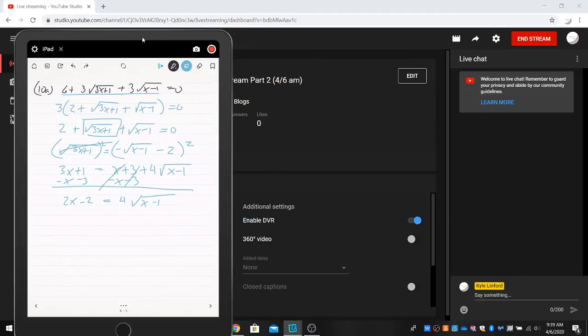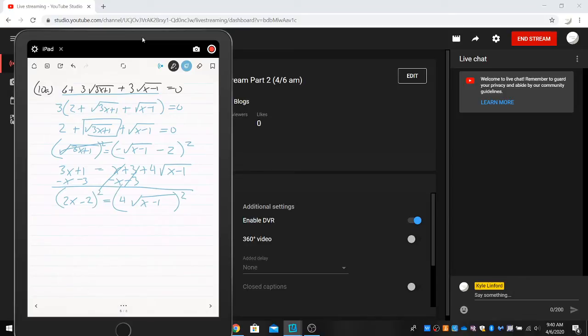Some people might say you could divide both sides by 2 and get an x minus 1 equaling 2 root x minus 1. That's fine. I figured I keep doing that, so I might practice an example or show you an example where I don't move this value over. And let's see what we end up with. I'm going to square both sides.